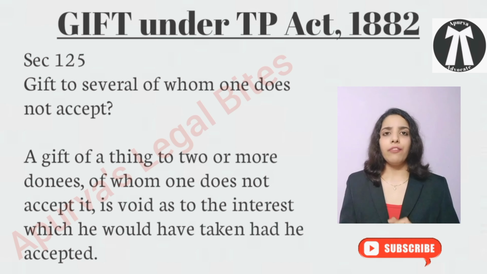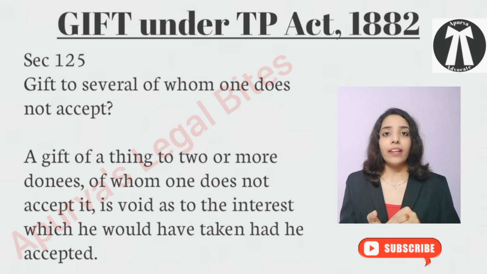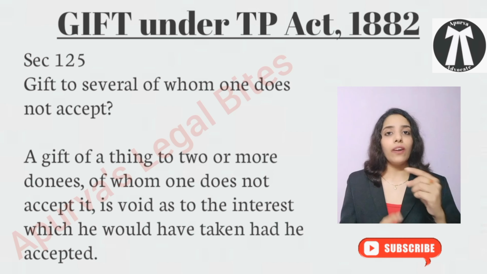Now, Section 125. When the gift is made to two or more donees, out of whom one does not accept and others accept it, then the gift is valid as to the persons who accept it and is void as to the person who did not accept it.